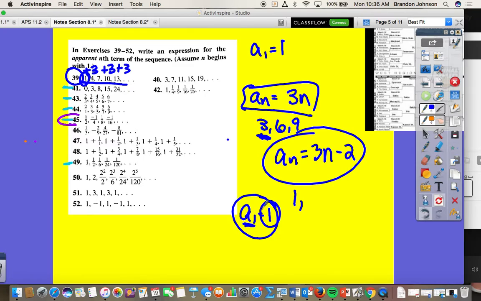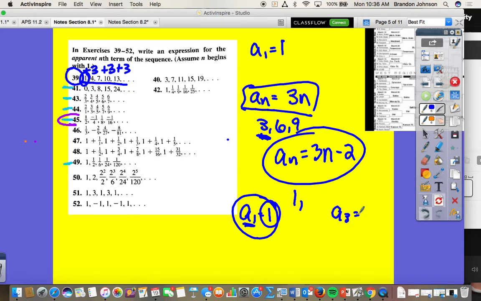If I put 3 in for n, so I would say a sub 3, which means the third term, right? Oh, so you don't do anything with that? Correct. So if I said what's the 100th term, you could say a sub 100, meaning the 100th term equals 3 times 100 minus 2.